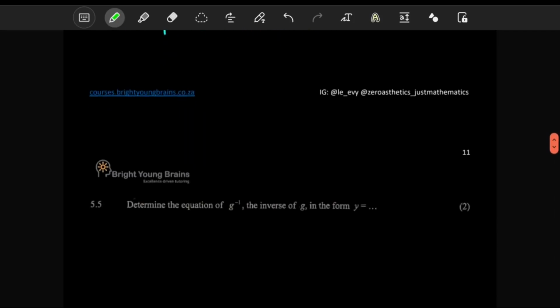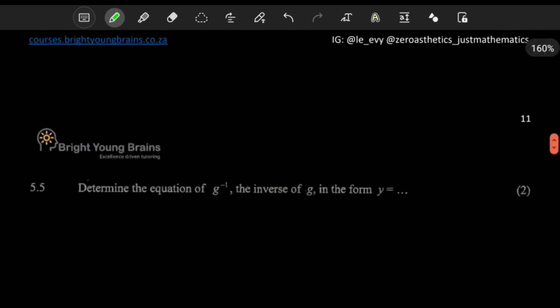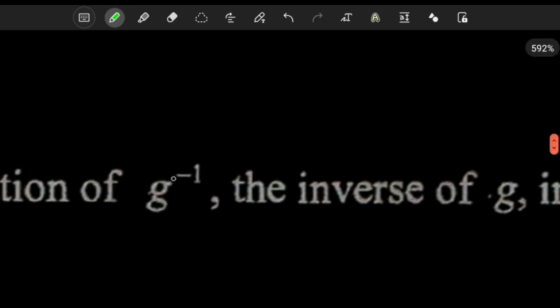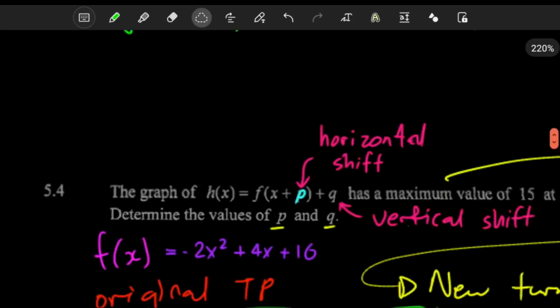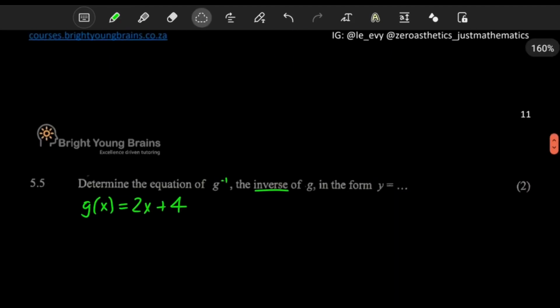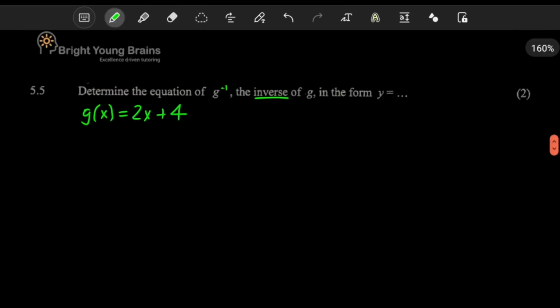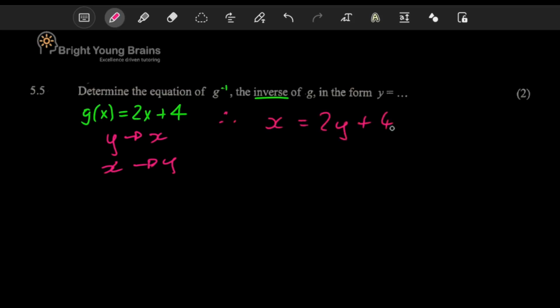Moving on, we have here a 2 mark question that says determine the inverse of g. This symbol here means that you're dealing with the inverse of your graph. So our graph of g looks like this. For 2 marks getting an inverse, you should never ever leave marks like this. You should always get them. Inverse all it means is y becomes x and x becomes y. So let's do that. Where y is, I'm going to drop an x there. Where x is, I'm going to drop a y there. And then you just make y the subject of the formula.